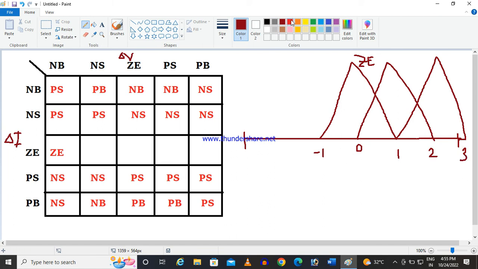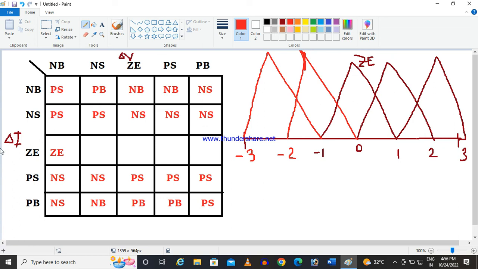Then I am coming to negative small. Negative small should be minus 2 to 0. Then my negative big, which is going to minus 3 to minus 1. So these are the 5 membership functions for the input variable of del V.